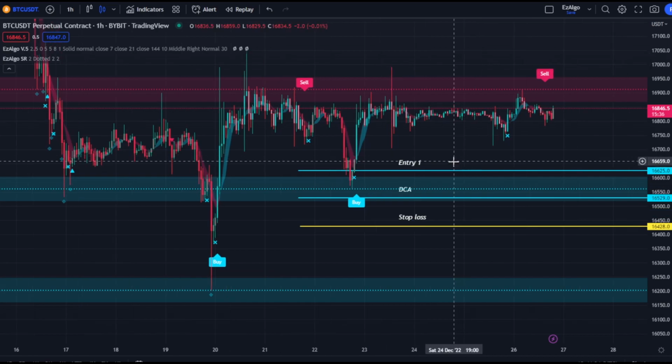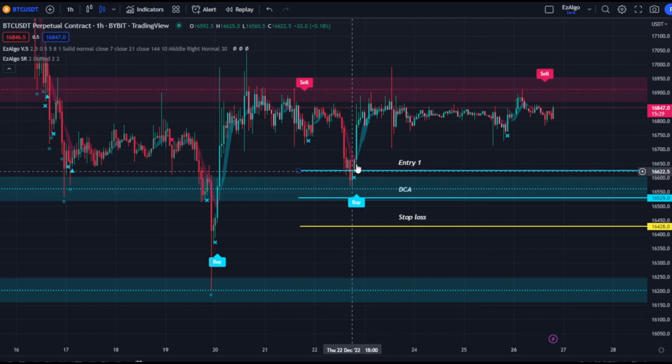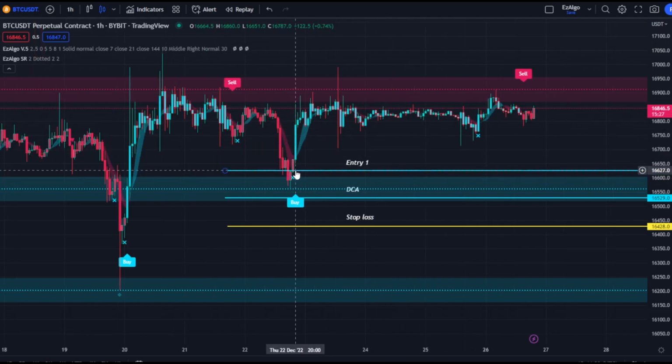So your first entry here at the 0.5, you will put half of the amount that you would normally put in for one single trade. And if it hits the 0.5 and rejects off of it with a mild buy signal here on EzAlgo, then that is great.